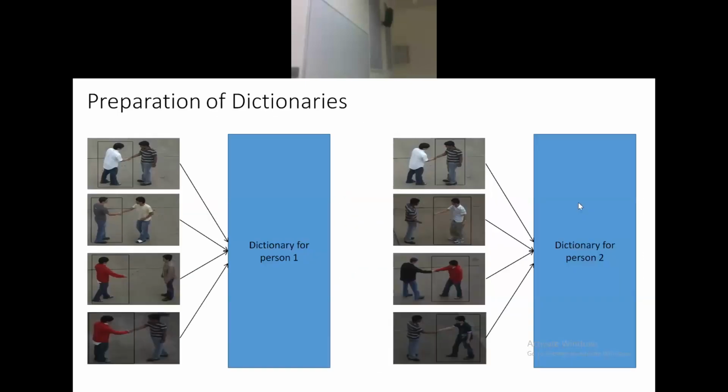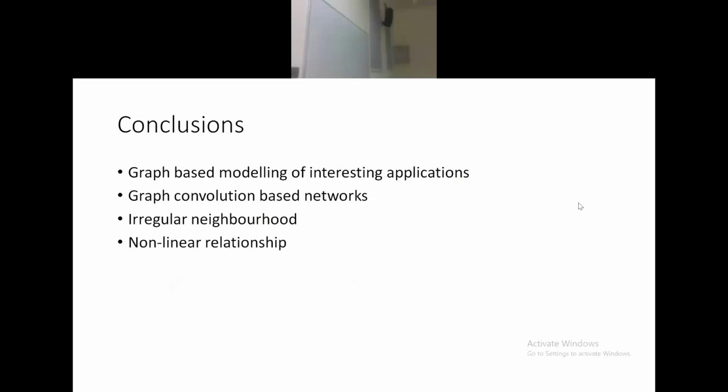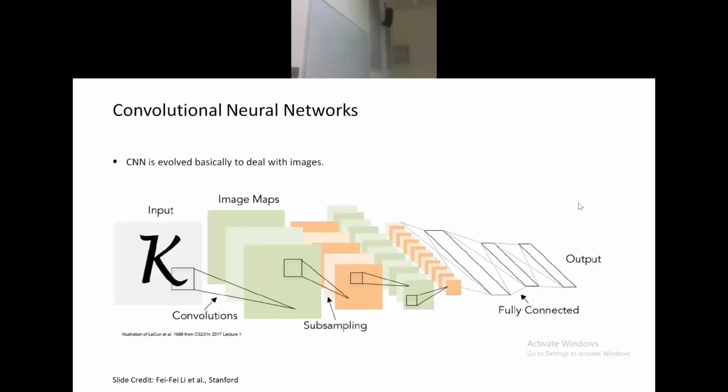We extended it for data sets that are also available where it is not one person's action but two persons' action, for example, handshaking, kicking, punching. So you can have a bipartite graph rather than a single graph.